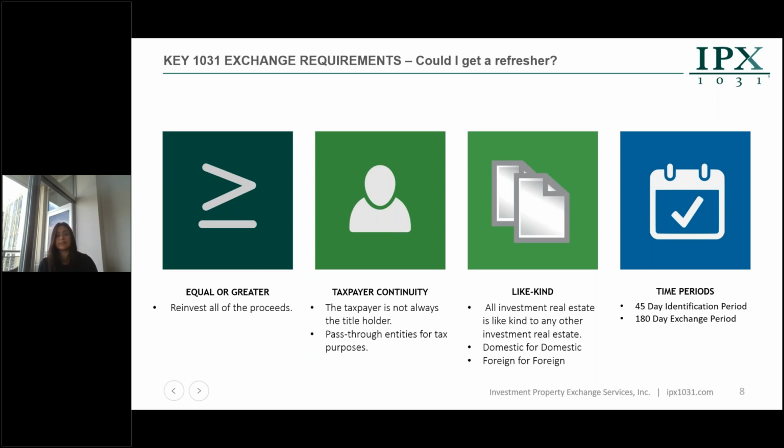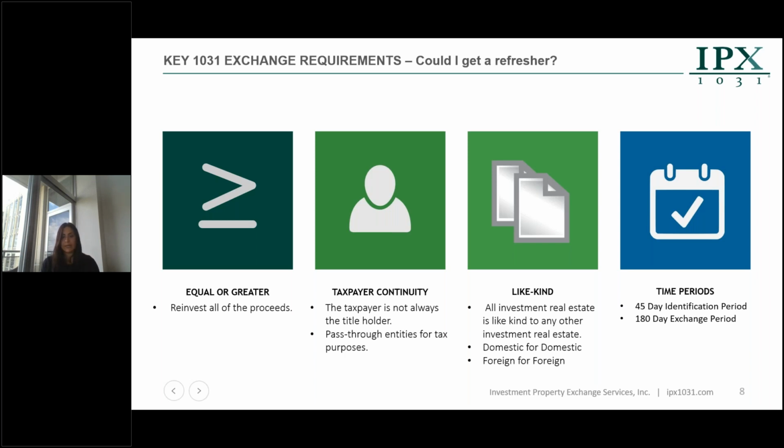Sometimes we have clients that say, "I'm selling property in my individual name and I want to set up an LLC to buy the new property. Can I do that?" As long as that LLC is a single member LLC with the original seller as the sole member, and that LLC is treated as a disregarded entity for tax purposes, they can absolutely purchase the new property in that LLC. So something important to remember here is that it doesn't necessarily have to be the same title holder. It just has to be the same taxpayer throughout the exchange.